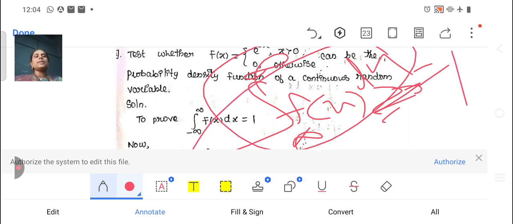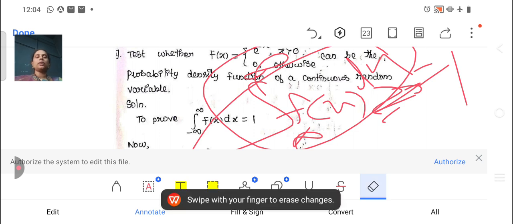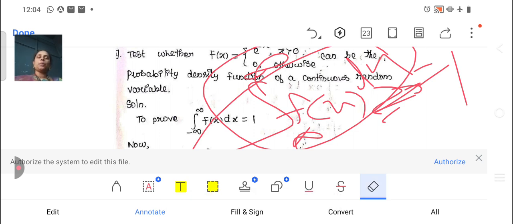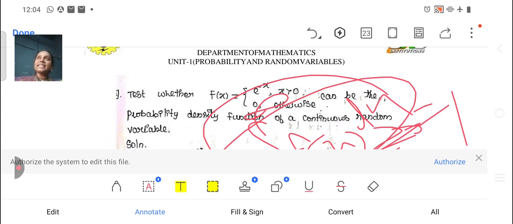So taking the left hand side, we prove that the value is 1. If it is 1, then the given condition is a probability density function; otherwise it is not a probability density function. Here the integral from minus infinity to infinity of f(x) dx, and here we are taking x greater than 0.